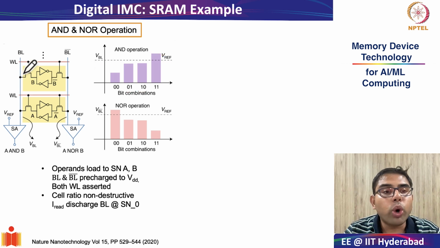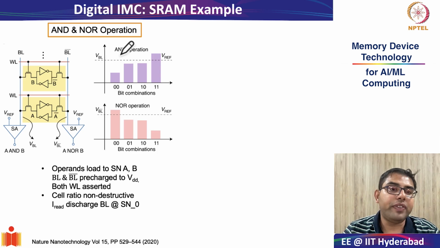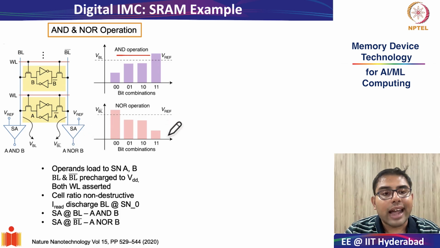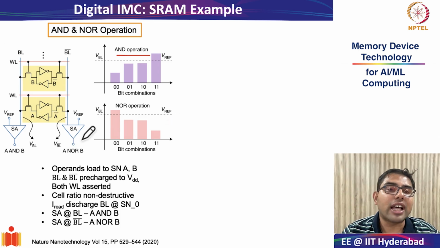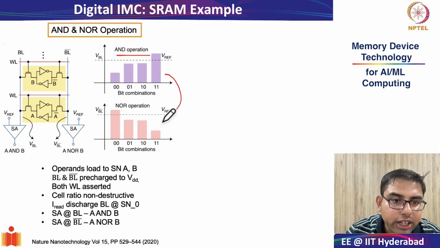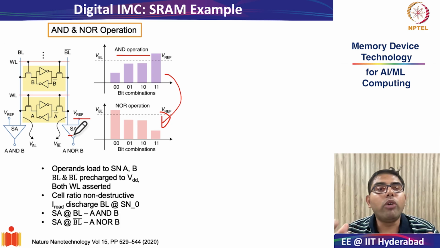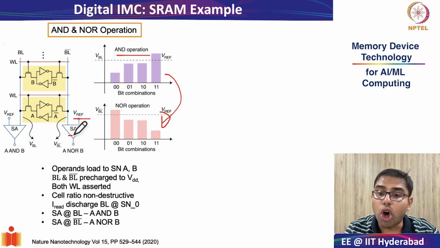And this is how you are able to implement the AND operation for the storage nodes A and B. And similarly, you will also be able to see at bit line bar nothing but the exact opposite, or the complement, of the AND operation. So this is how, by just playing with the biasing scheme of bit line bar and word line, and selecting the reference voltage to the sense amplifier smartly, you will be able to perform AND and NOR operations.